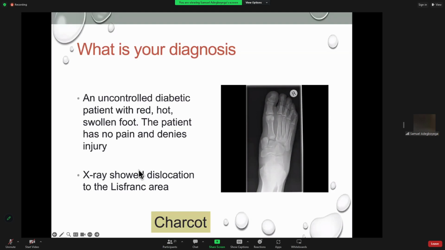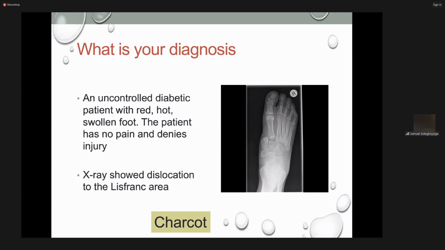So Olivia, let me ask you a question. You have a patient that has a red hot swollen foot. They have no pain. They have an X-ray that shows dislocation of the Lisfranc joint. Based on Sanders classification, which one is this? Sanders 2. That's right, Sanders 2.